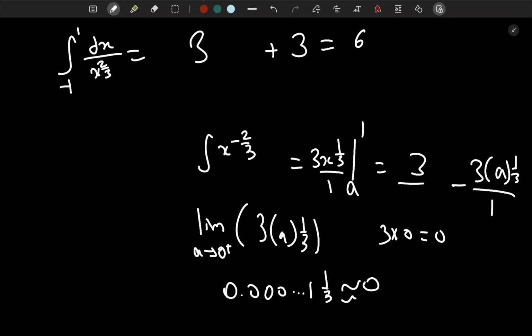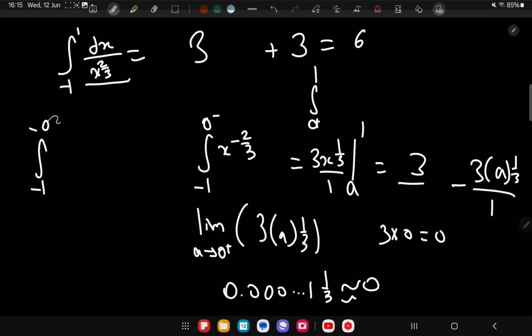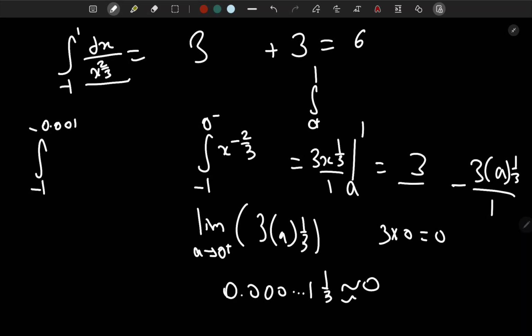So for this question, we had two integrations, right? From minus 1 to 0 minus, and then the other one was 0 plus to 1, right? So the first step is to find the integration of this on the calculator. So of course you should have the integration sign and the function. And all you need to do is type the equation on your calculator and find the limit from minus 1 to, let's say, 0 minus 0.001, and this would give you some answer.